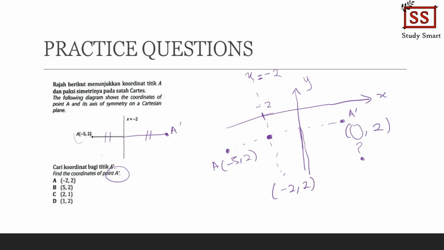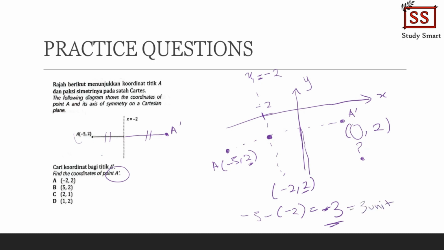Now we need to find the distance. The y coordinate of this point is actually the same. So you just need to do negative 2 minus negative 5, which equals 3. This is the distance. The distance between point A and x equals negative 2 is 3 units.